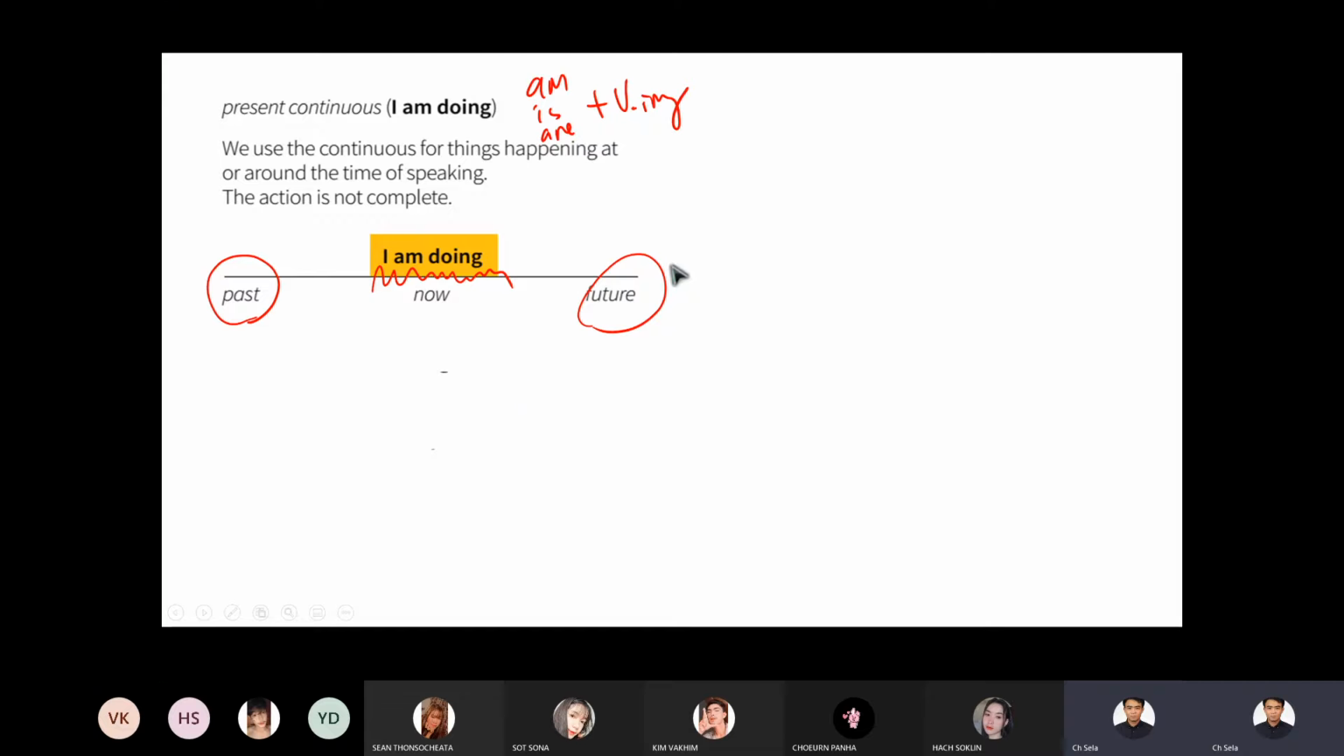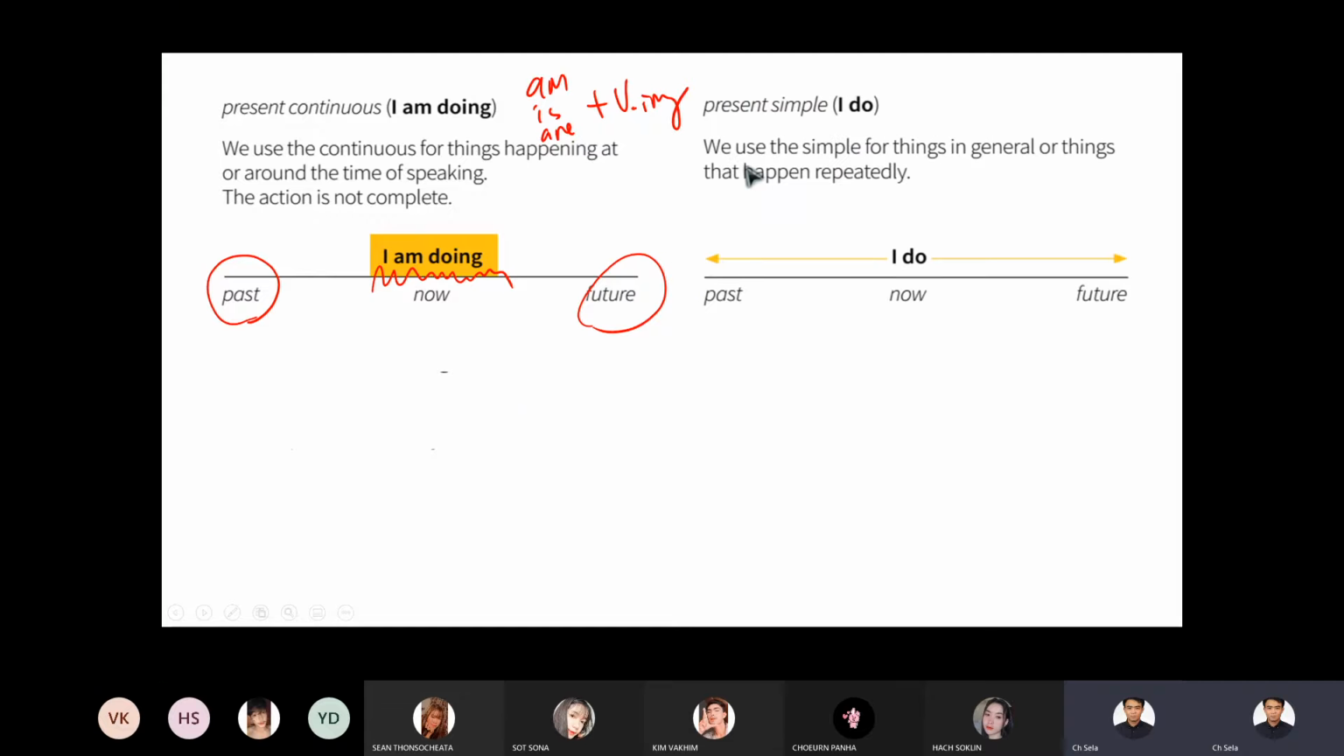All right, so how about present simple? We use the simple for things in general or things that happen repeatedly. Something that happens in general, for example, I get up at 7. You don't talk about yesterday, today, or tomorrow. You talk about something that always happens like that. So we use present simple. Or something that happens repeatedly.